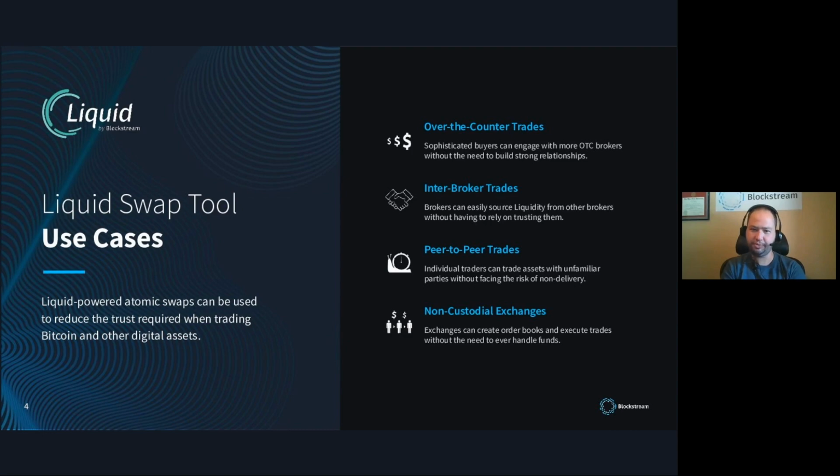Without a broker, you can also do just pure peer-to-peer. Any individual trader could post a message somewhere. I saw some even happening on the Blockstream satellite where you could post an order and anyone can go and match that trade.